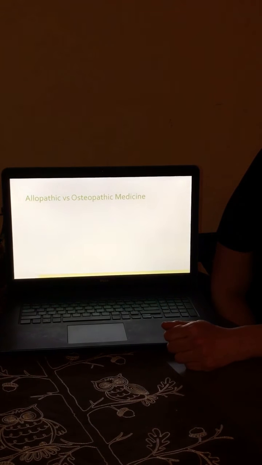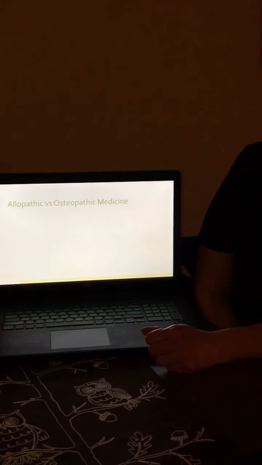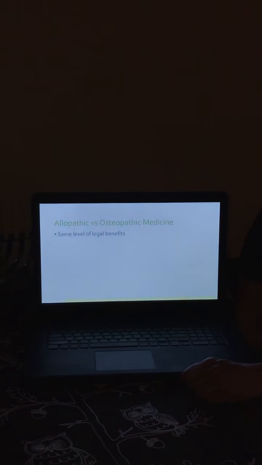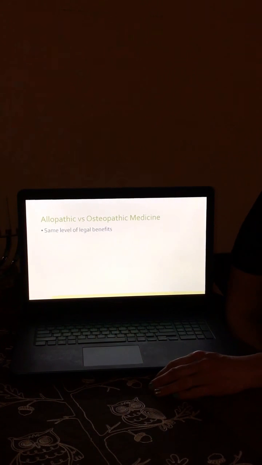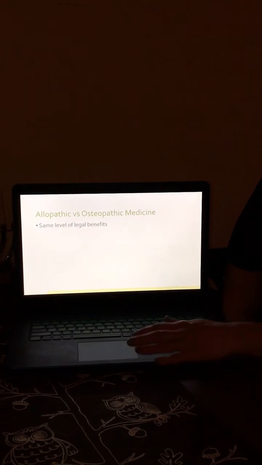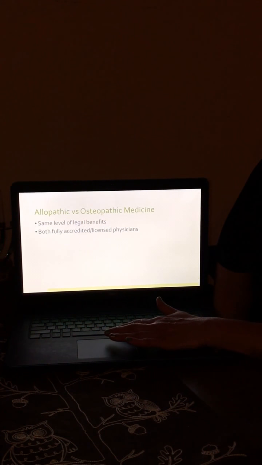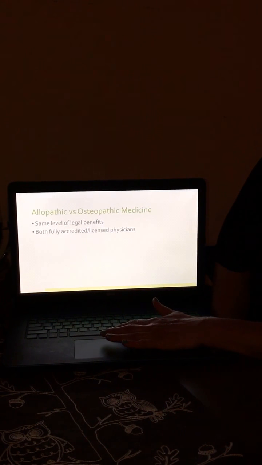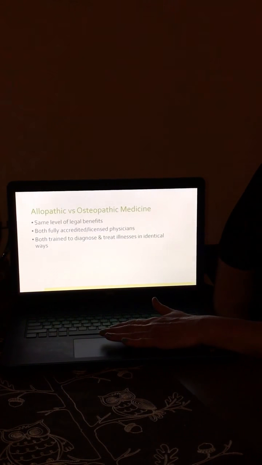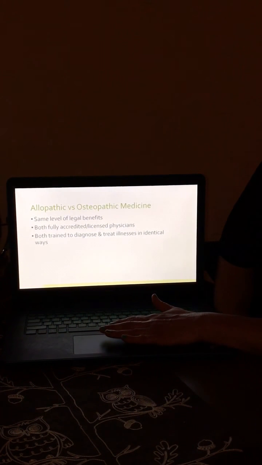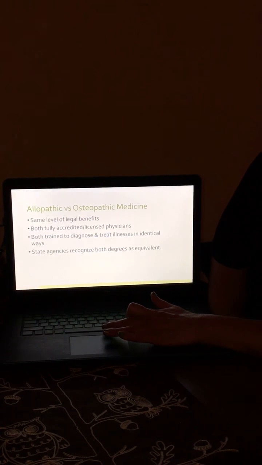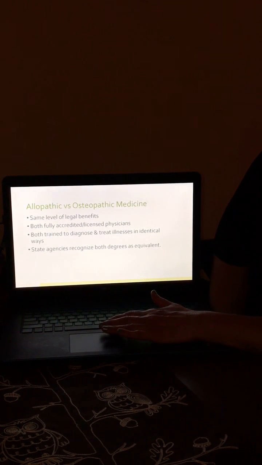There are two types of medical practicing physicians in the United States. There's the allopathic physician, or the traditional doctor, or MD, and there's the osteopathic physician, or the DO. It's good to note that with both of those practices, they have the same level of legal benefits. They both are fully accredited licensed physicians. They're both trained to diagnose and treat illnesses in identical ways. And also that state agencies recognize both degrees as equivalent.